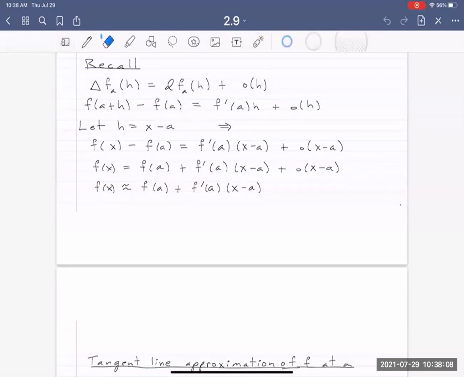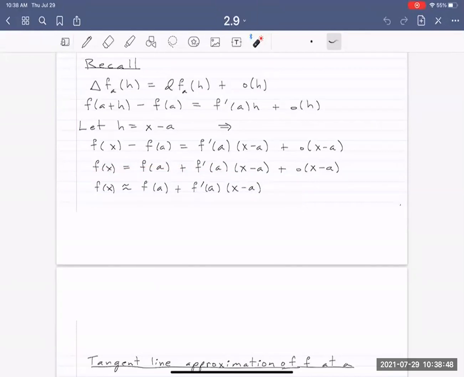And so in your book, instead of writing a little o notation, they write these little squiggly lines. And this little squiggly line means the left-hand side is approximately equal to the right-hand side plus an error. And so they just don't write the error. So f of x is approximately equal to f of a plus f prime at a times x minus a. And this is the notation in the book.